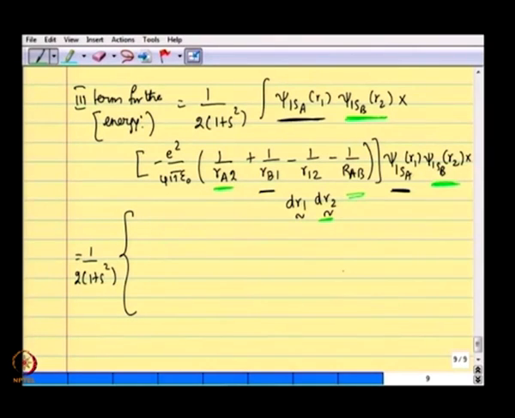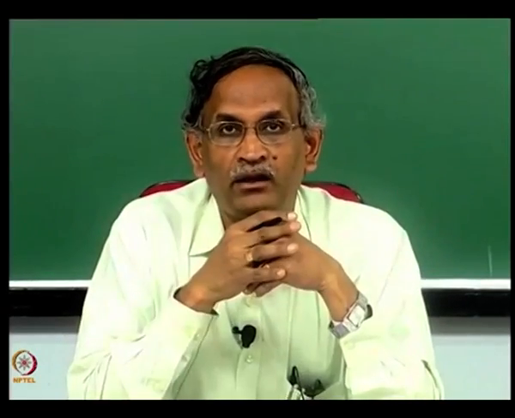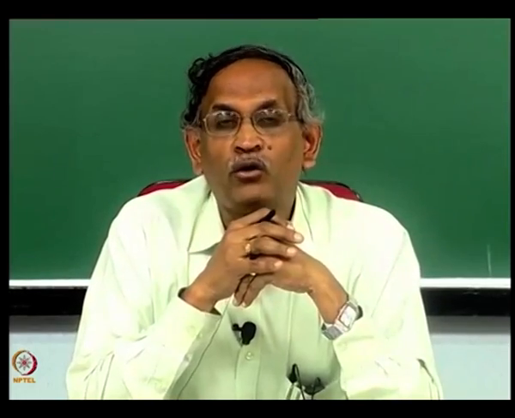And the last term r a b, we do not need to worry about it because it does not have electron coordinates. Therefore, it will merely give you the answer minus e square by 4 pi epsilon naught 1 by r a b, does not change anything. Therefore, it's an addition to the total energy.